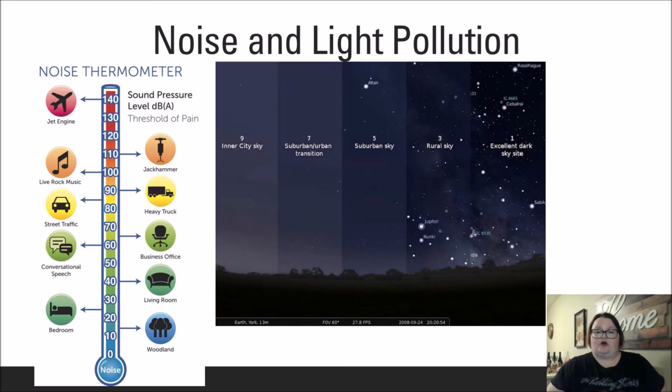Light pollution occurs when the natural sky is blocked out through the use of artificial lights, most often in urban areas. Light pollution can sometimes lead to headaches and disturbed sleep cycles.